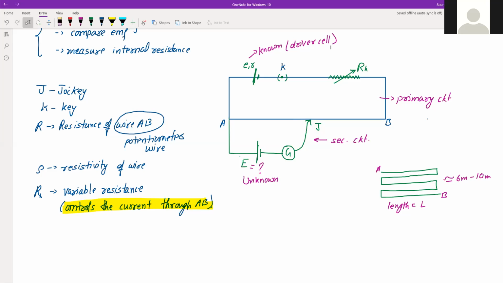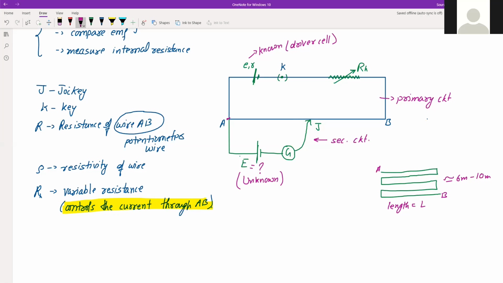Another one, terminal of another cell, as you can see here, this is another unknown cell. Of this, one terminal is connected to one end of the main circuit, and the other terminal at any point on the resistive wire, the wire which has resistance, through a galvanometer G. Now this forms the secondary circuit, as you have seen here.